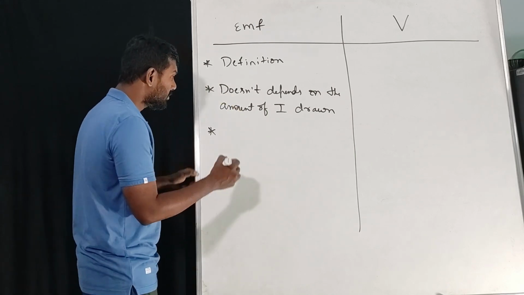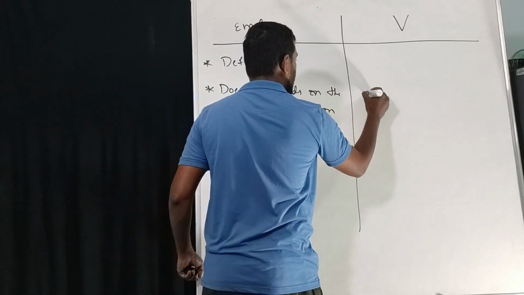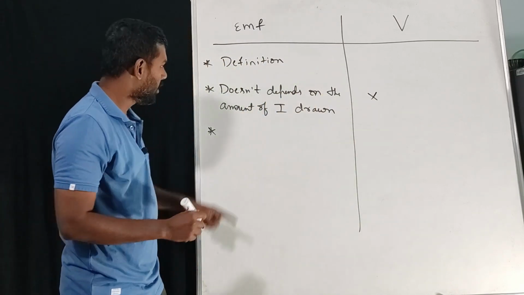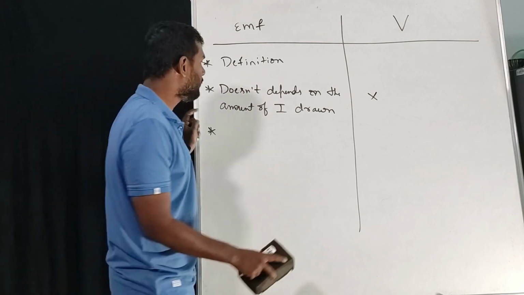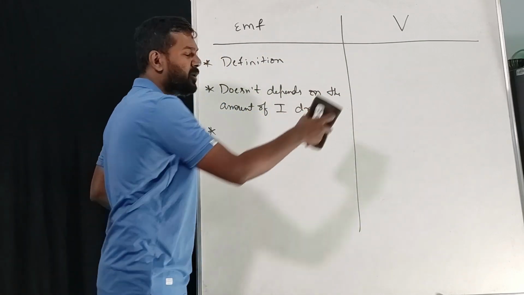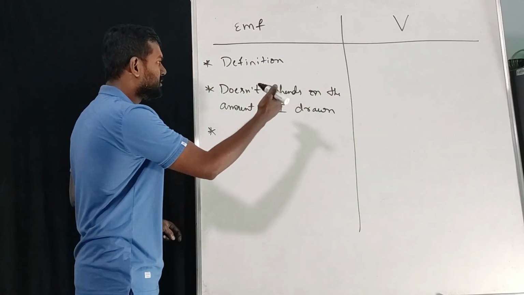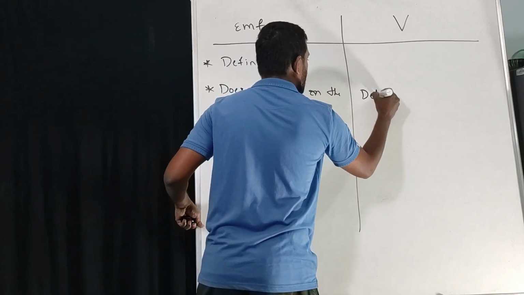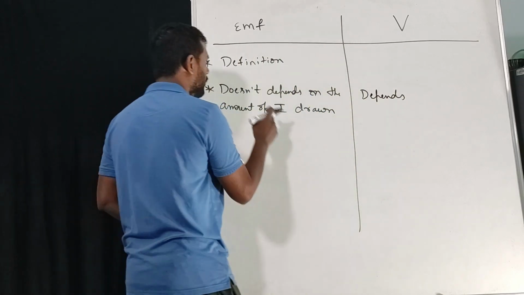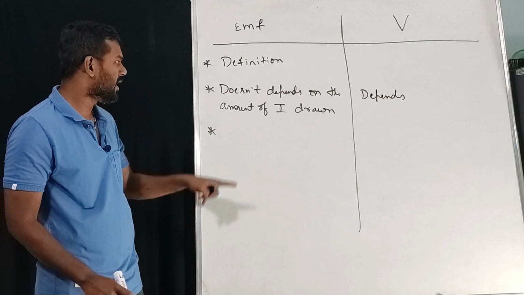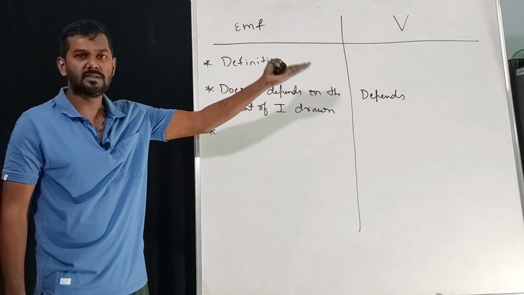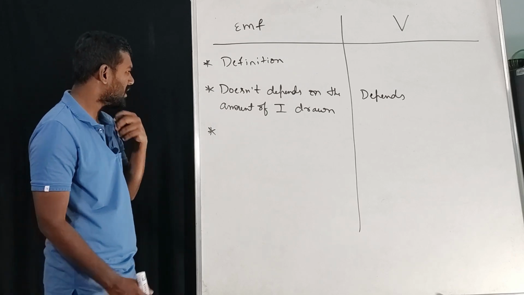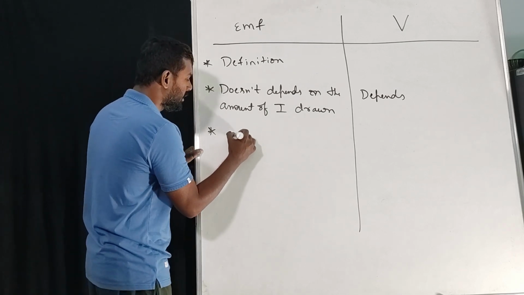Next. This will depend exactly opposite to this one. EMF will not depend upon the amount of current drawn. This will be exactly opposite. It depends. So how can you write this statement in a different way? EMF is independent of current drawn from the cell. Terminal voltage depends upon the current drawn from the cell.